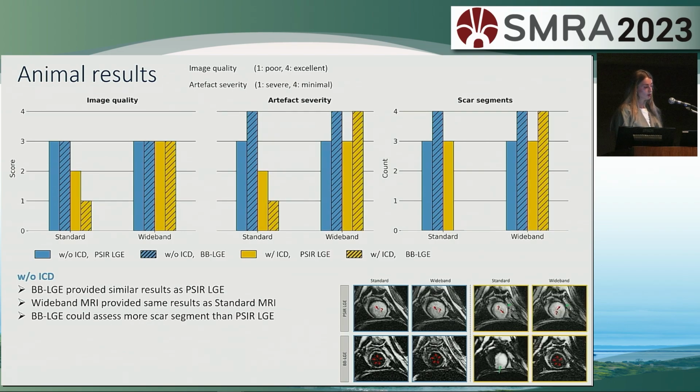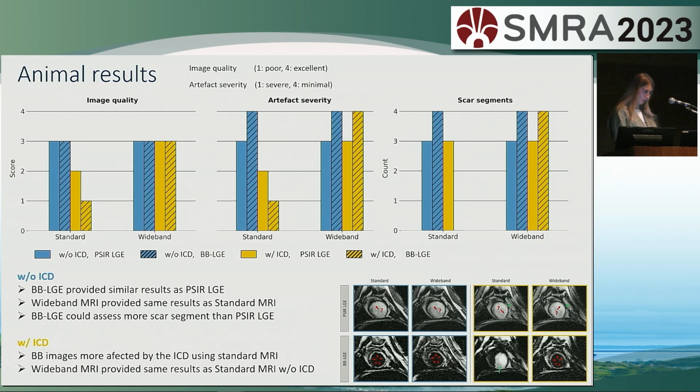Now, in the case with ICD, so the yellow bar, if we use a standard PSIR or standard black blood LGE, we have the decreased score due to the presence of ICD. We also realized that standard black blood images were more affected than standard PSIR images. And then using wideband PSIR and wideband black blood, we were able to recover the scores of standard PSIR and standard black blood LGE without ICD.